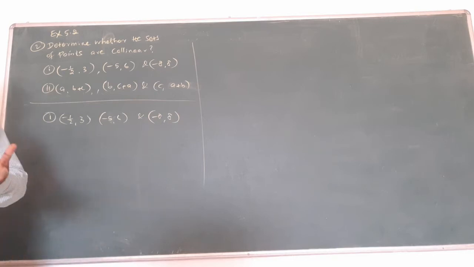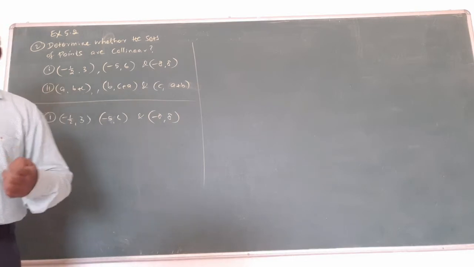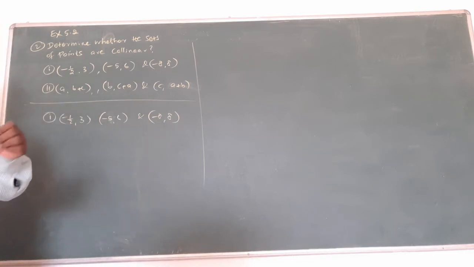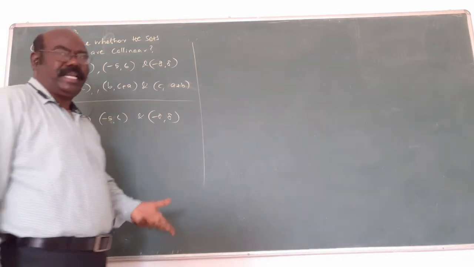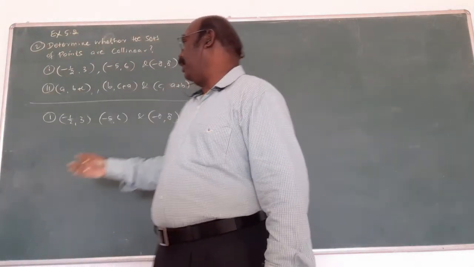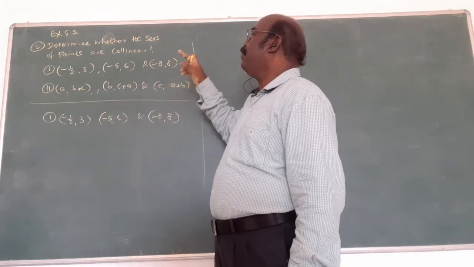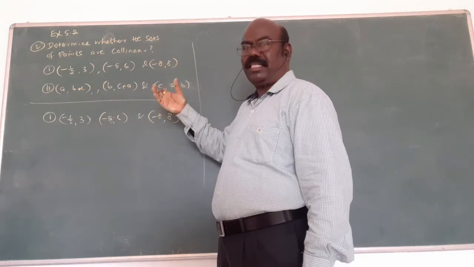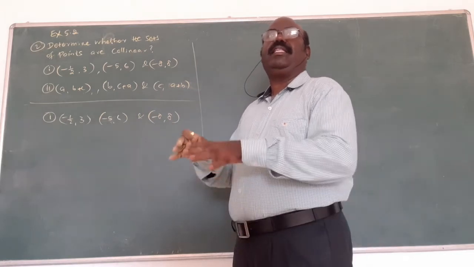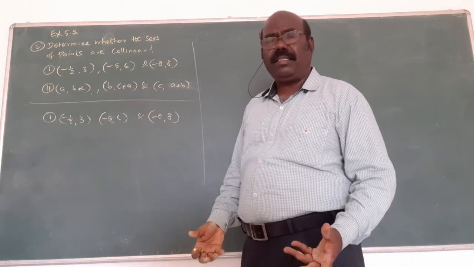That is what? Collinear. Collinear means what does it mean? All the 3 points are lying on the same line. If the area becomes 0, automatically the 3 points lie on the same line. That's why automatically we get the answer, it is collinear. What is it asking? Whether the sets of points are collinear or not. If 0 comes, it is collinear. Suppose not 0, then they are not collinear.